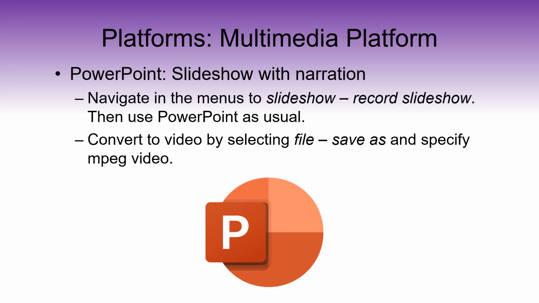You can use PowerPoint in two ways. The first is a slideshow with narration. To do this, you would take a standard PowerPoint and develop it as you usually would, and then navigate in the menus to Slideshow, Record Slideshow, and then speak and use PowerPoint as you normally would, and everything will be recorded. When you're completed, convert this to a video by selecting File, Save As, and then specify MPEG Video.